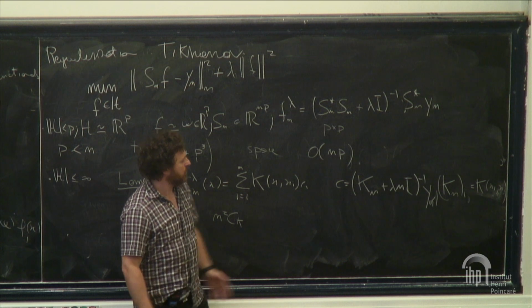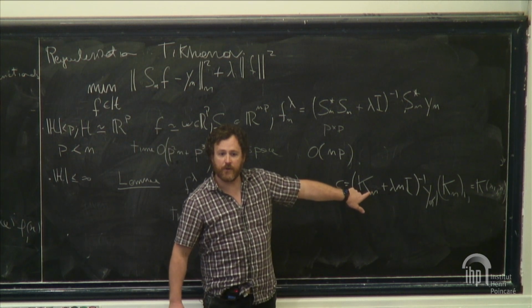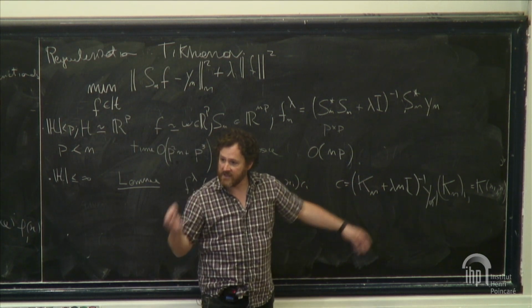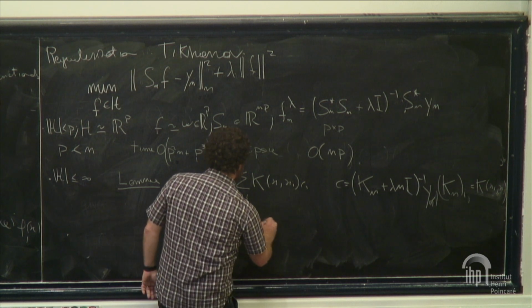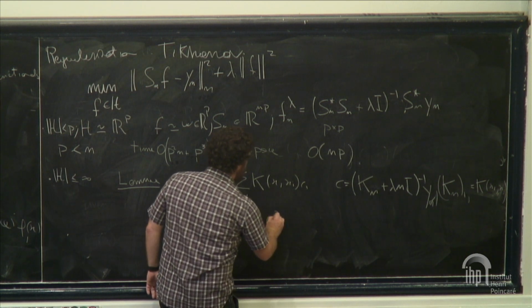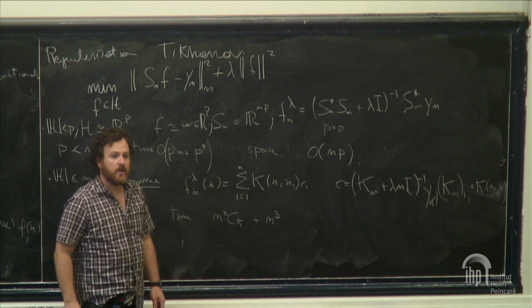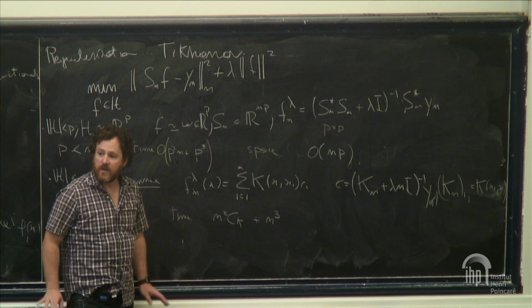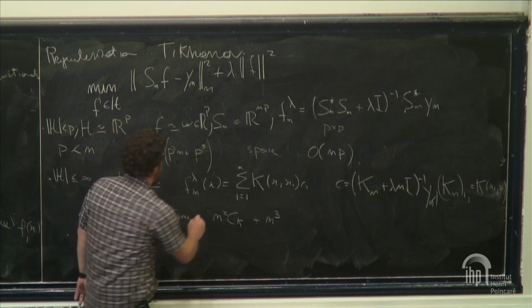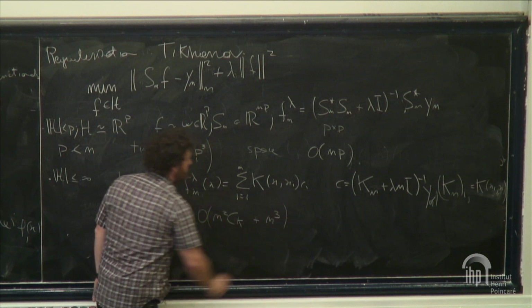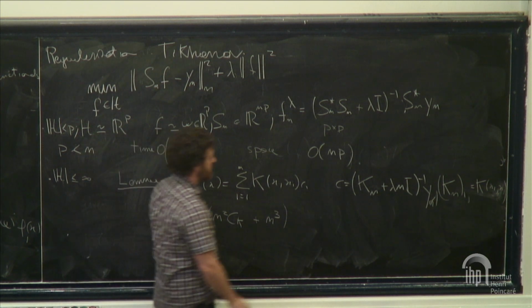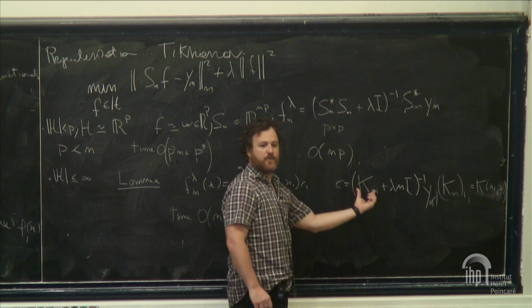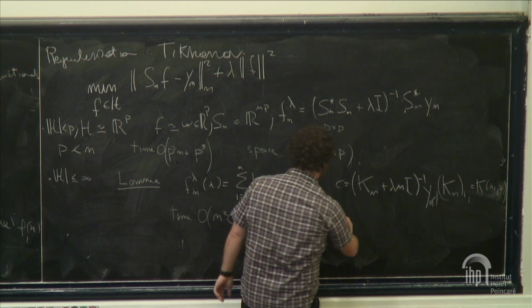And then what do you have to do? Well, from the time point of view, you just have to invert this matrix, which, following the same line of reasoning as before, will be n cubed. Agreed? And space? Well, you basically have to store the kernel matrix.